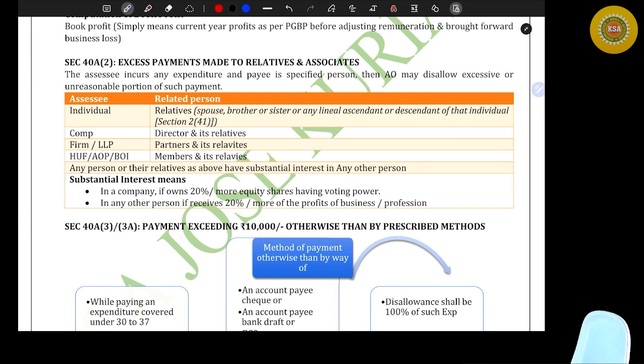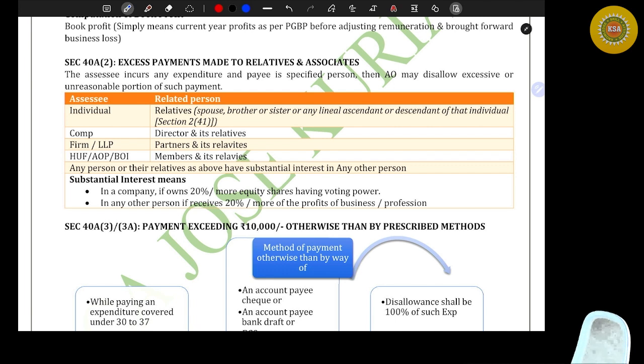Now, substantial interest means 20% or more share capital if it is related to a company. If it is related to a partnership firm, then 20% or more profit sharing ratio. This is how you have to value the substantial interest. Is that point clear, friends? So 40A(2) is all about if you are making excessive payments to your relatives or associates, that excess portion shall be disallowed under section 40A(2).